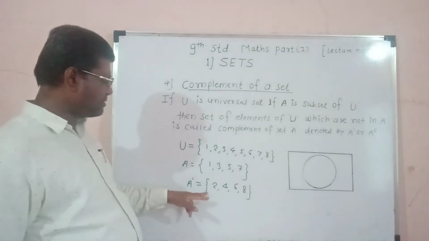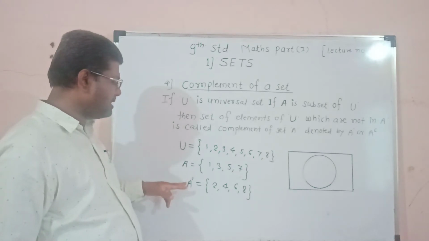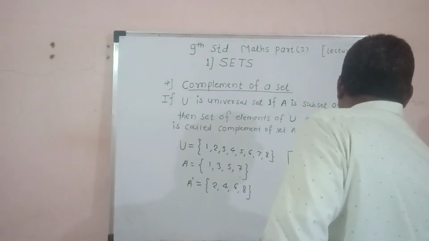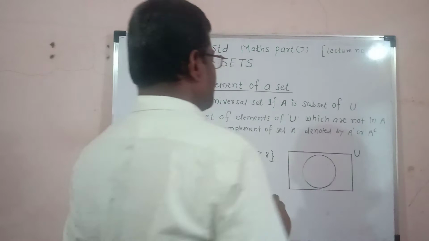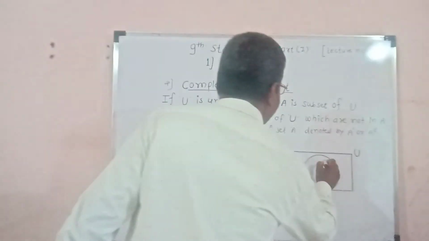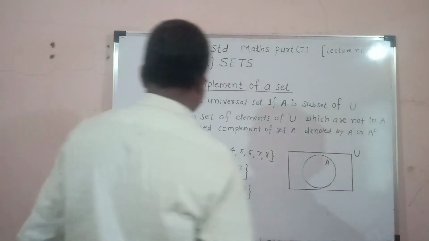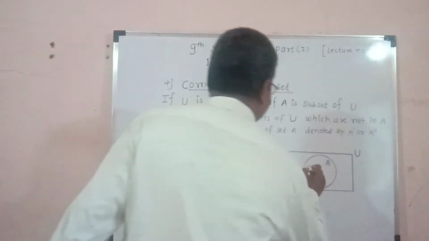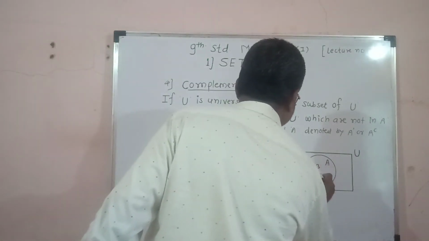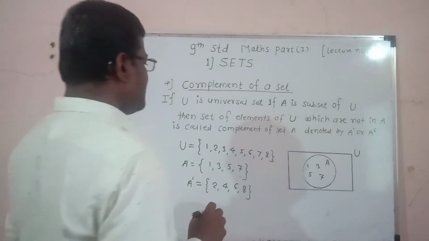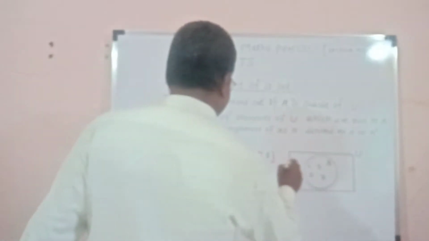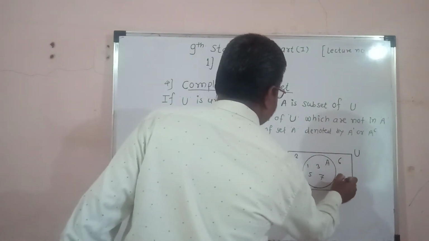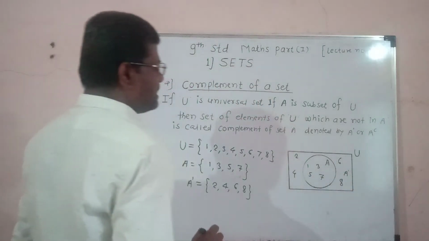So this set is called the complement of set A, and it is shown in a Venn diagram like this: this is the universal set denoted by a rectangle. Inside that rectangle, a circle is drawn, and the circle is set A. Elements of set A are 1, 3, 5, 7. Then the remaining elements of set U are 2, 4, 6, 8, and the set of these elements is A dash.